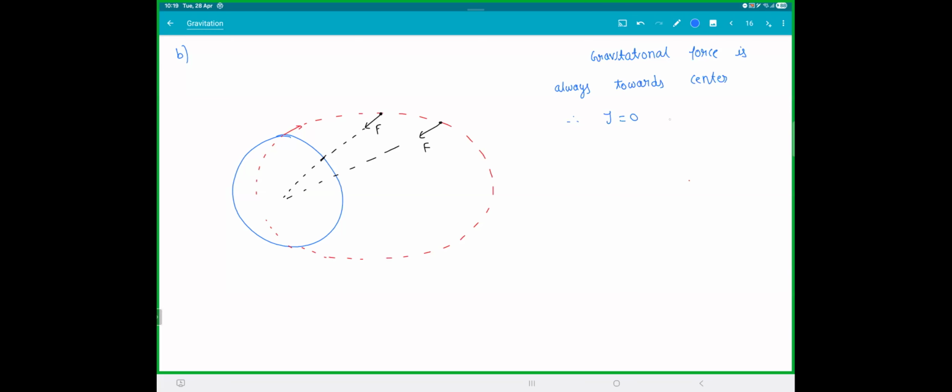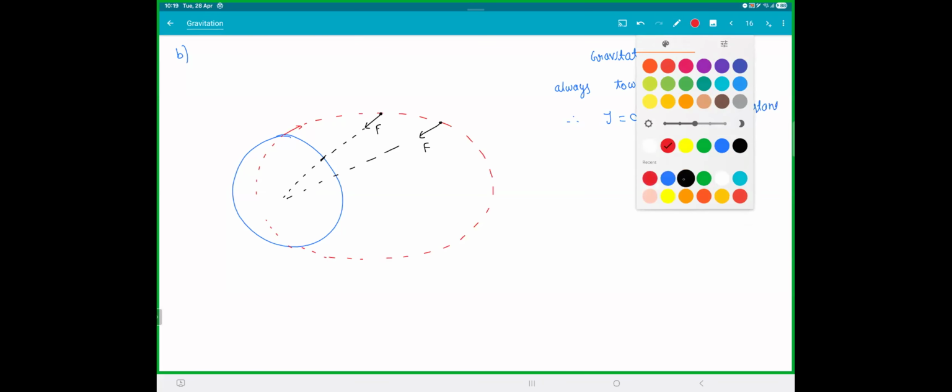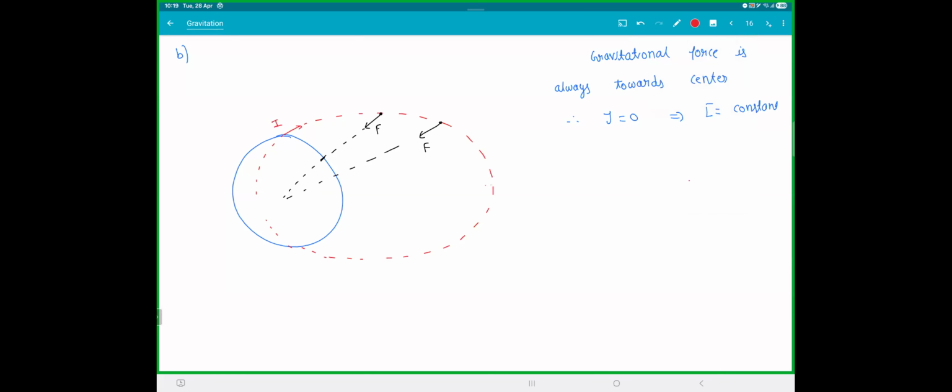Therefore, torque is zero, and this implies L bar is constant. So this is my state one. And let's say when you're at the farthest point, your velocity will be perpendicular. I hope by now you realize why. You cannot have a velocity along the distance. So this is your R max. This is your state two.